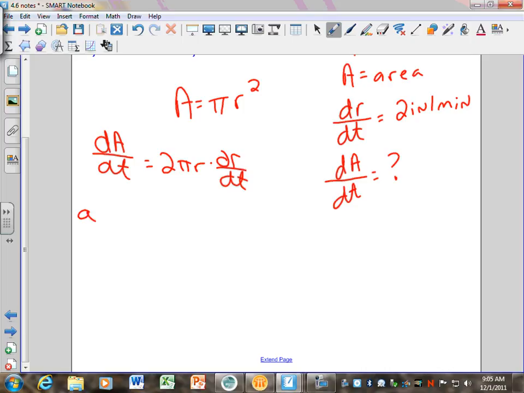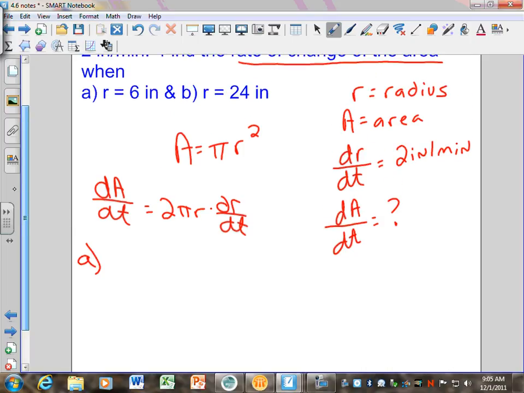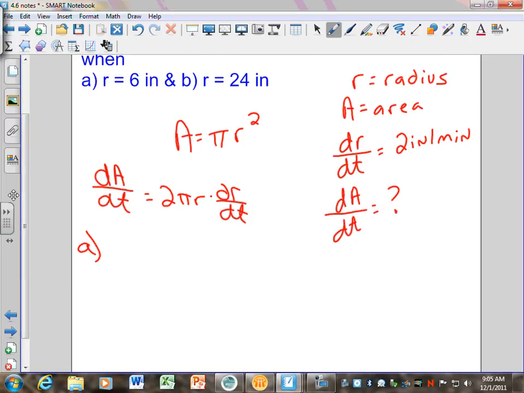So for part A, that's when my radius equals 6 inches. And just to show you where these units are coming from, dA over dt is going to equal 2 times pi times the radius, which is 6 inches, times the rate at which the radius is increasing, which is 2 inches per minute.